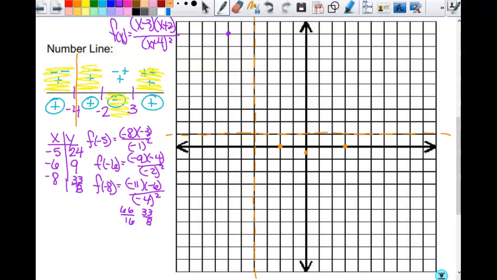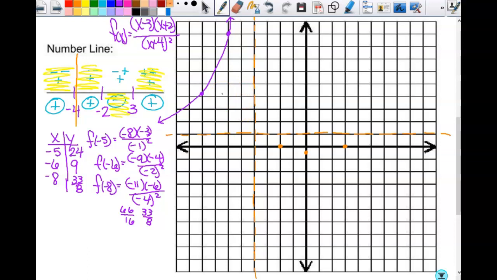Okay, how many times does 8 go into 33? 4 times with 1 left over, so it's like 4 and an 8. So I can go to negative 8, and then 1, 2, 3, 4, and a little bit. So with those 2 points, I know it's going to come down like this, and yes, it's going to come close to your asymptotes eventually, but right here, there's some space in there.